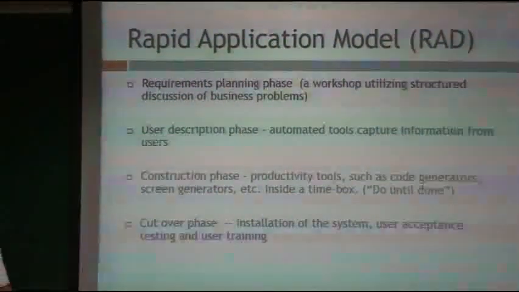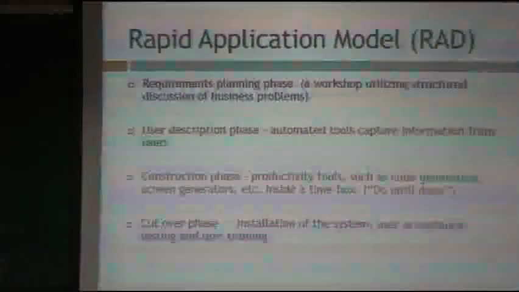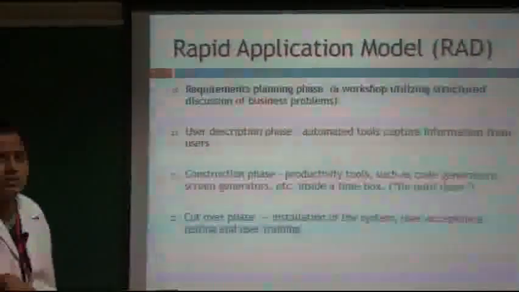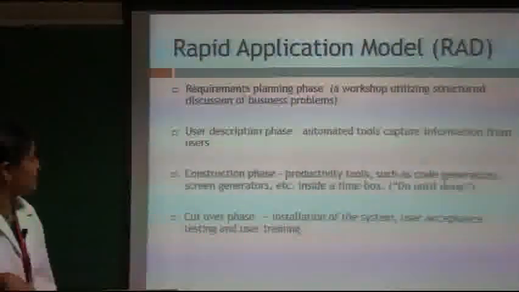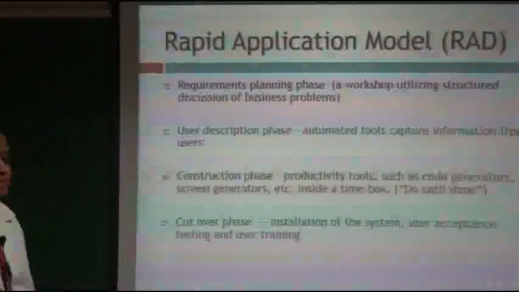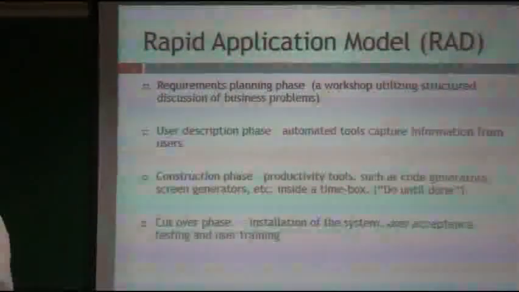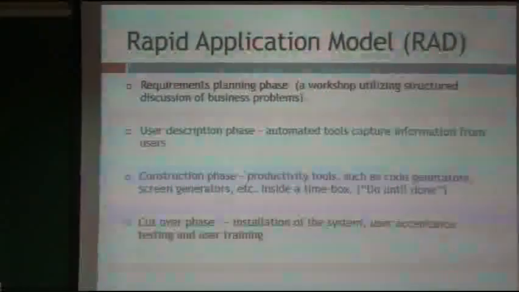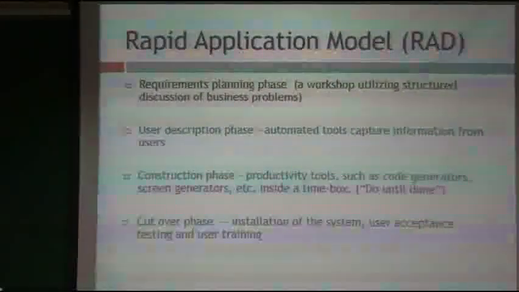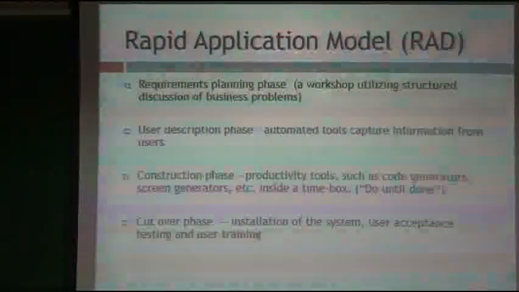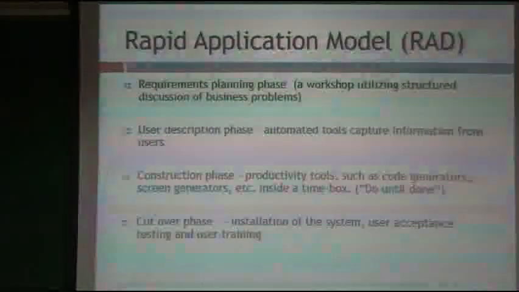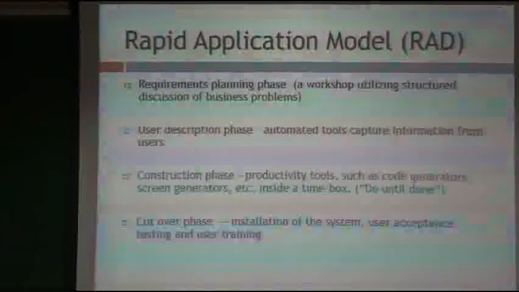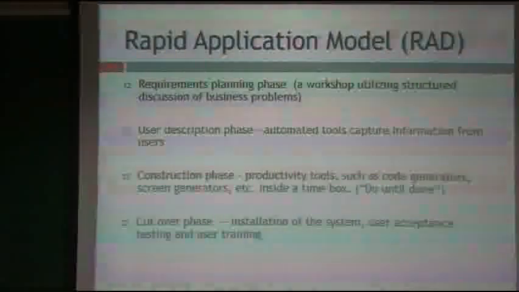If you see this model, they give more importance to the first 2 levels, actually getting customer information and understanding the customer requirements, whether functional or non-functional, which should be understood clearly. So they spend time in the 2 phases, the requirements planning phase and the user description phase. In the requirements planning phase, they just discuss the problems happening in the business, and to capture the problem, some tools capture the information in the user description phase. After that, the construction phase is where all design and analysis happens. For that, it has tools and techniques such as code generator, screen generator, etc. Finally, installation of the system, validation and verification.